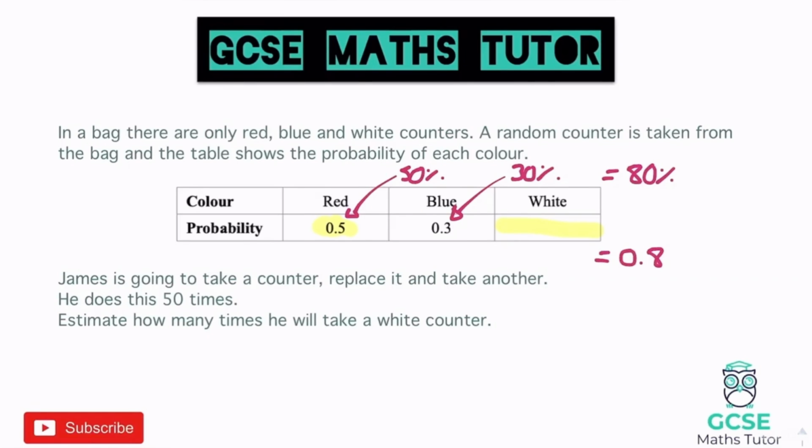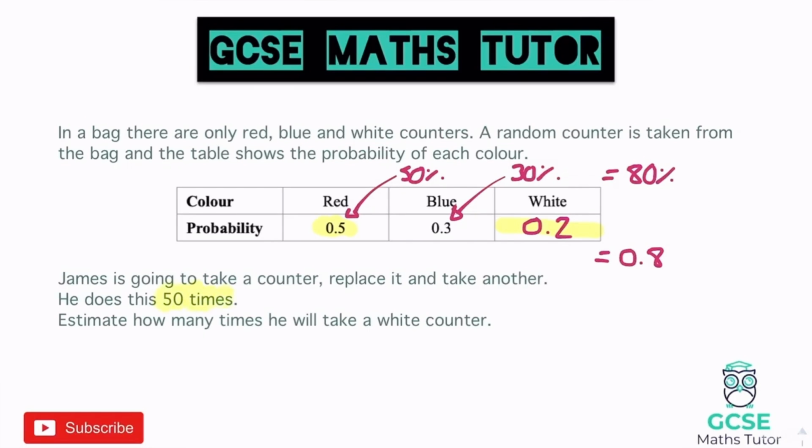So the probability of white is 0.2, or logically, if we think about it, that's 20%. Now the reason I think about it in terms of a percentage is because it's going to help us further down the line with some of these questions, and it's going to help us with this second part of this question. So it says he takes a white counter 50 times.